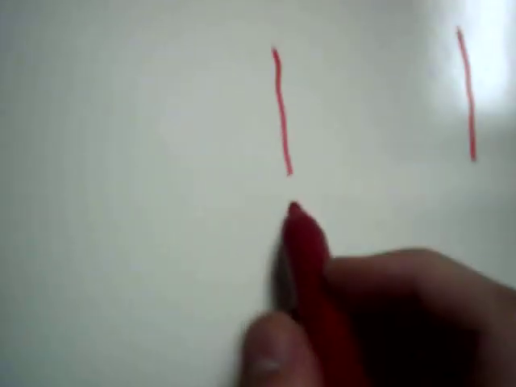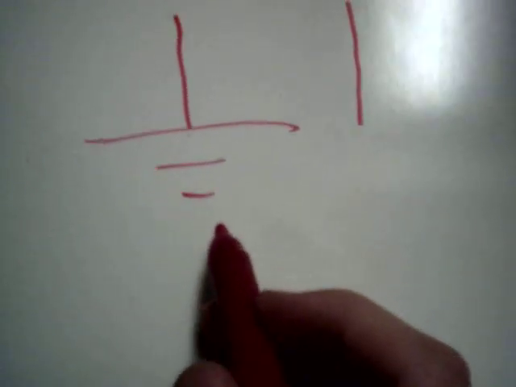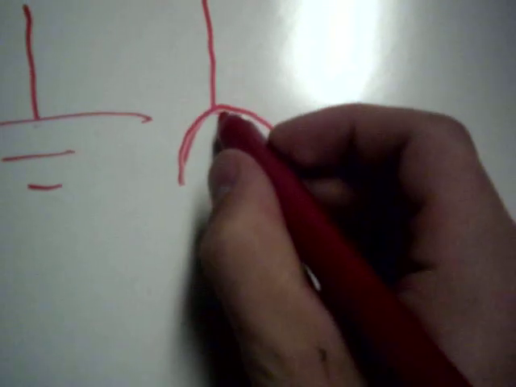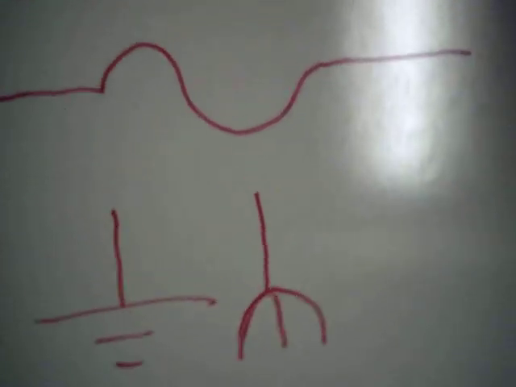Now there's two ways to draw a ground symbol. This one on the left is just a general ground symbol. And this one usually refers to ground on a chassis. If you solder something onto the chassis of an object or attach it in any way, it'll have that symbol.